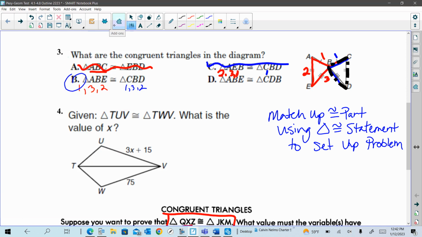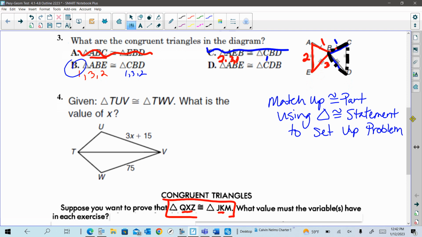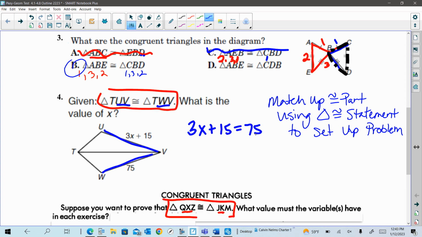Okay, on 4, match up the congruent parts using the statement. So they tell you in the statement, triangle TUV is congruent to TWV. So if I'm trying to find the value of X, what are the congruent parts? 3x plus 15, yeah, the 3x plus 15 right here, that's the UV. And that matches up with 75. So that's how you start it off. And then you just solve for X, because that's all they're asking.